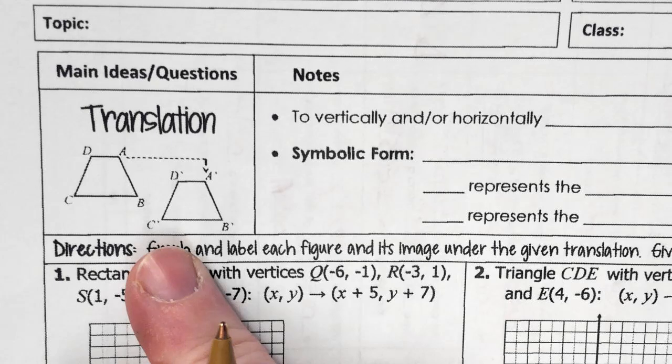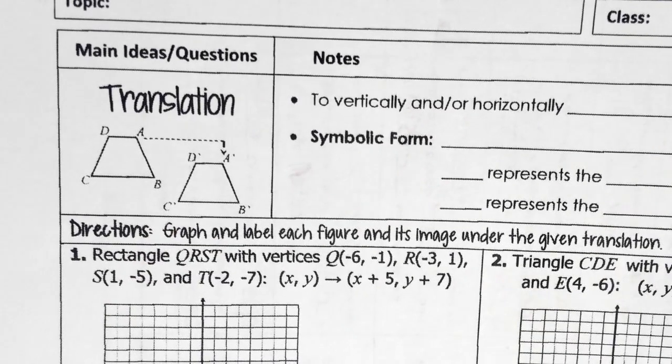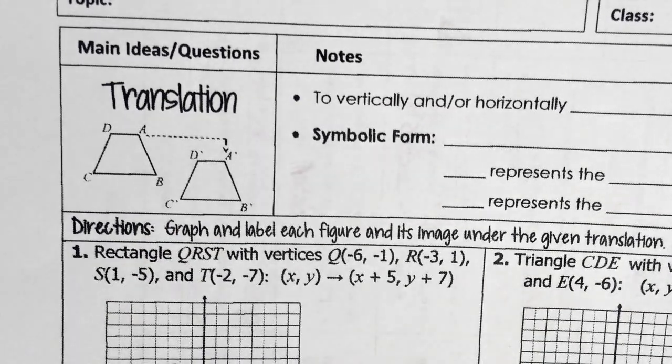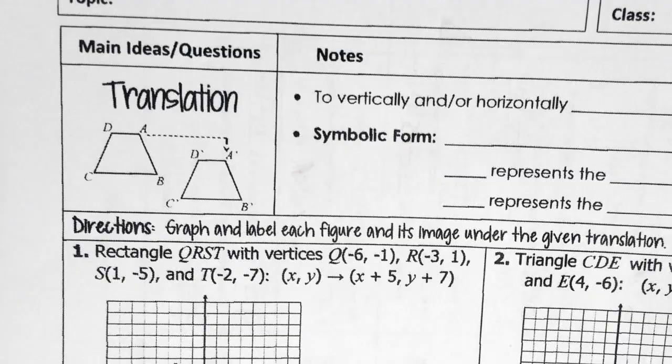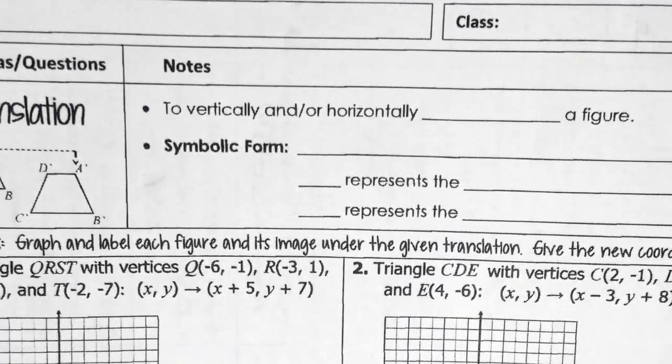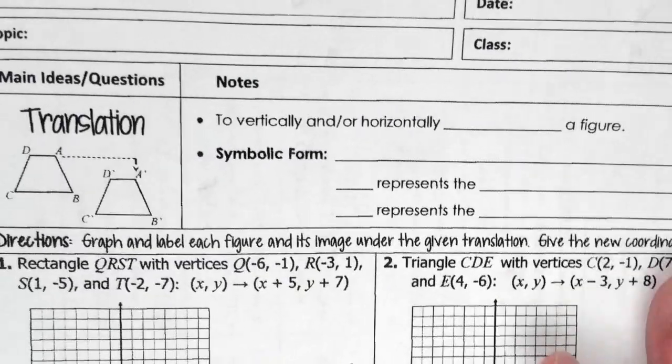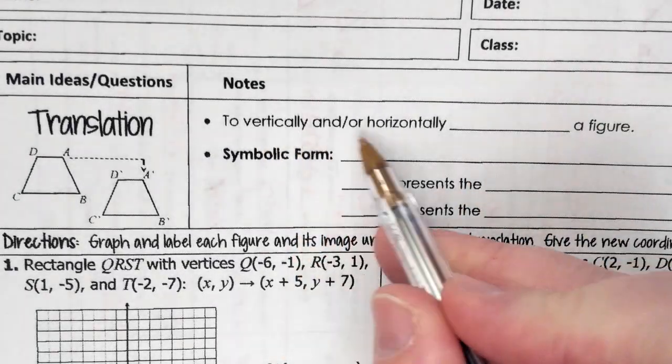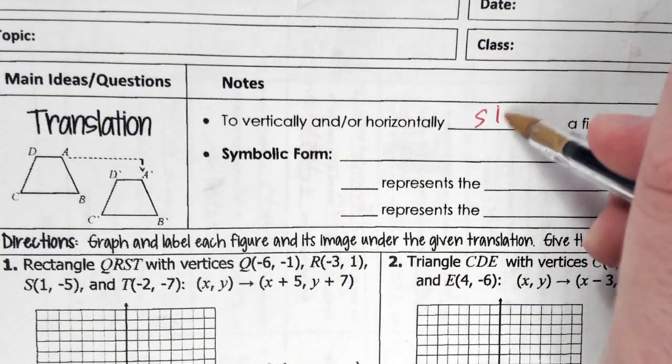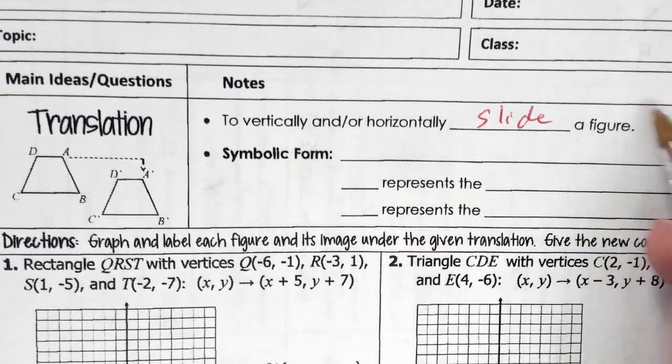All right, let's talk about translations. A translation is a slide. So that's what we're talking about there. I'll zoom out a little bit. Translation: to vertically or horizontally slide a figure.